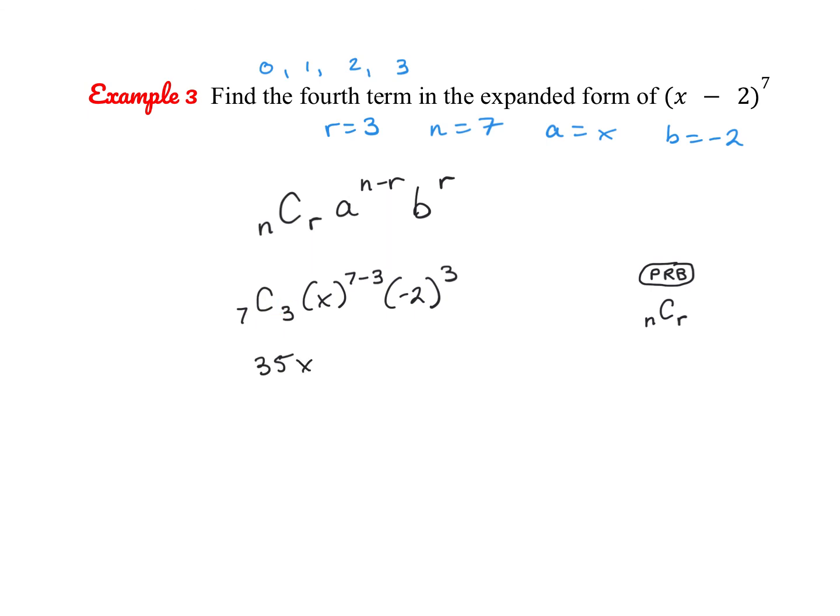And then this is x to the power of 4, and then negative 2 cubed is negative 8. So then we just need to finish simplifying this by multiplying our values, and here's what we get.